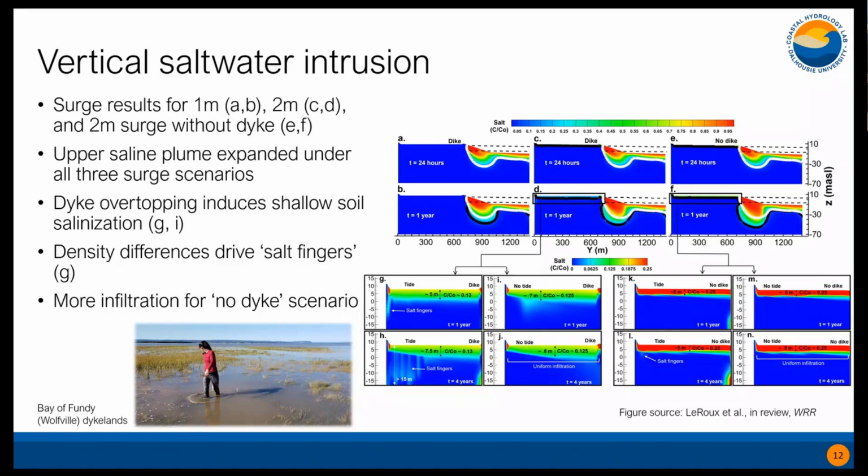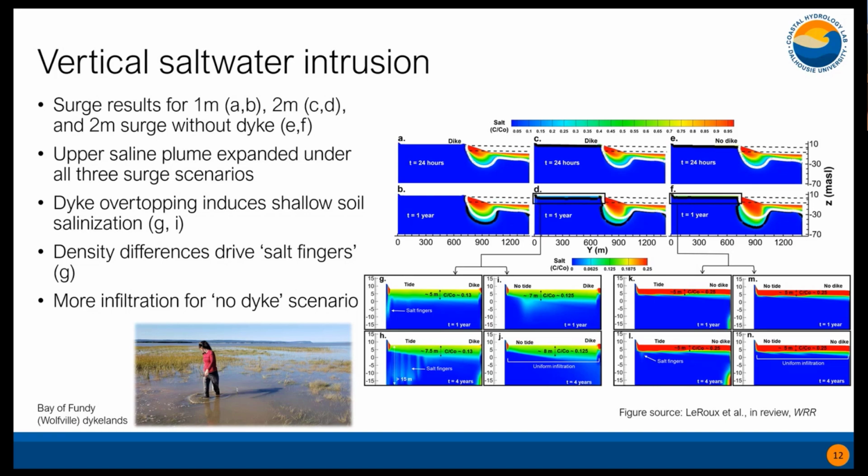So you can see for the tidal case, salt fingers began to develop within 1 year after the surge event and were quite pronounced 4 years after the surge event. But the infiltration rate was not super fast. And for the no tide case, we saw sort of the opposite. We saw very uniform infiltration throughout the entire simulation period as well.